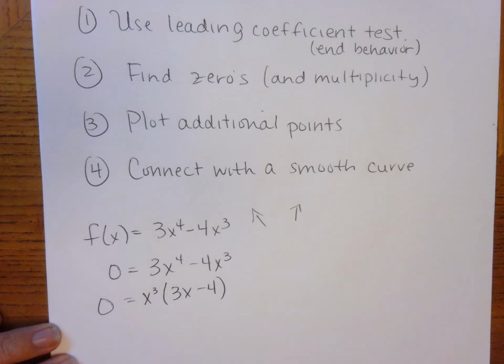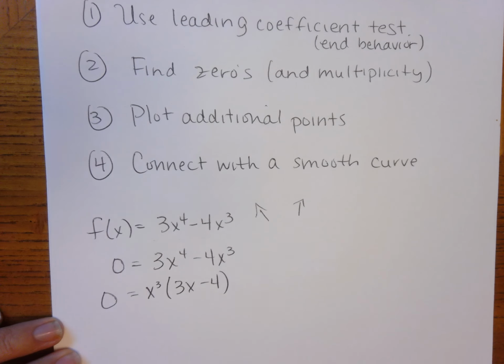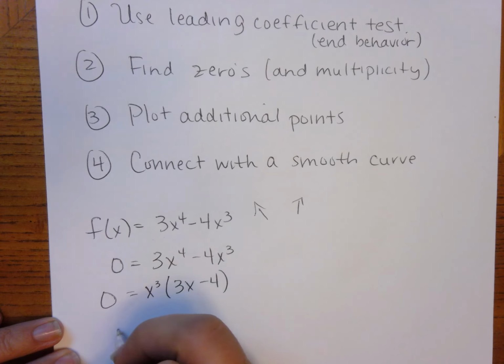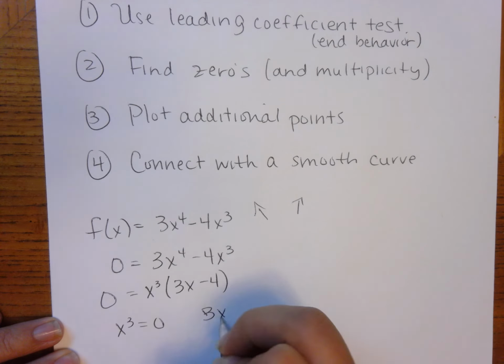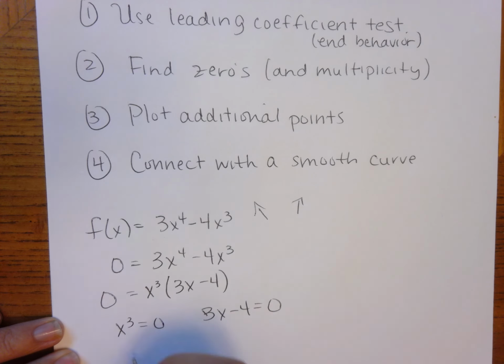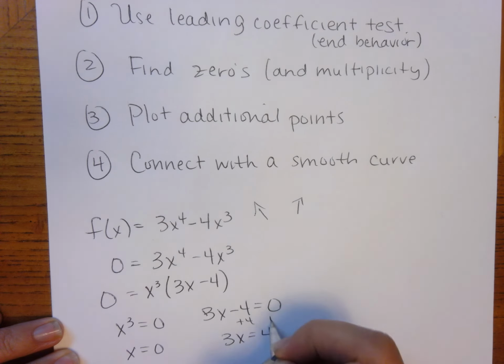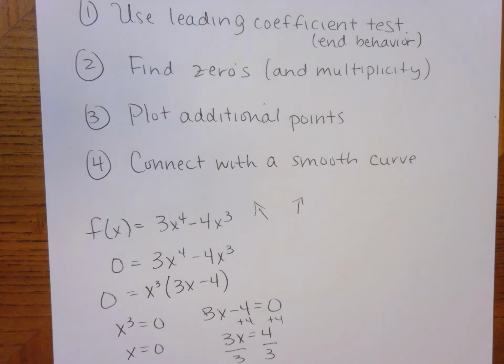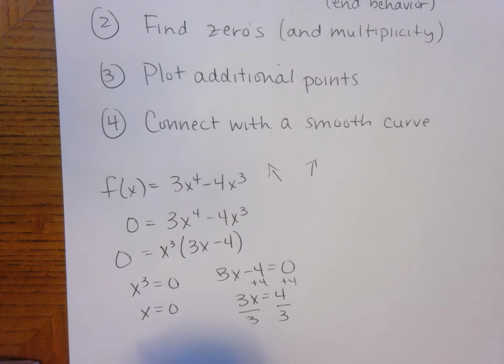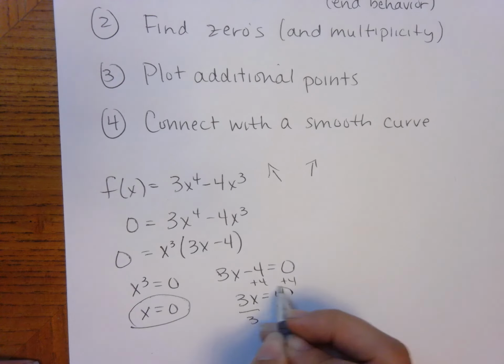Okay? So now I set these each equal to 0. So this x cubed equals 0, and then this 3x minus 4 is 0. This gives me x equals 0, and this one gives me 3x is positive 4. I'm adding 4 here and here, and dividing by 3. So this gives me x equals 4/3. So I have two zeros, right?